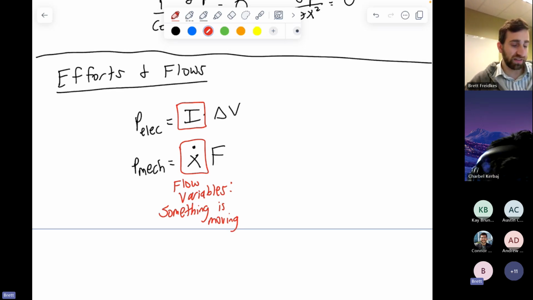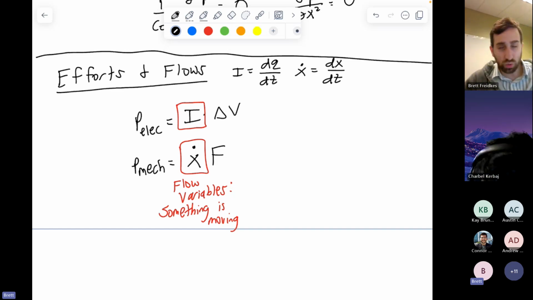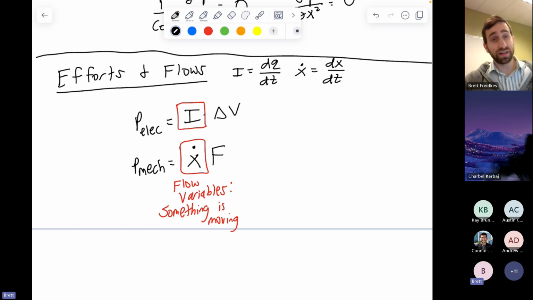That's a really good point to bring up. I see that somebody just put in the chat that I, by definition, is the change of charge with respect to time, and x dot is the change of position with respect to time. You see that in these two different domains, even though they're completely different, they both have very similar equations. The power is some flow times something, and the current is dq/dt, the change of charge as a function of time, and velocity is the change of position as a function of time.